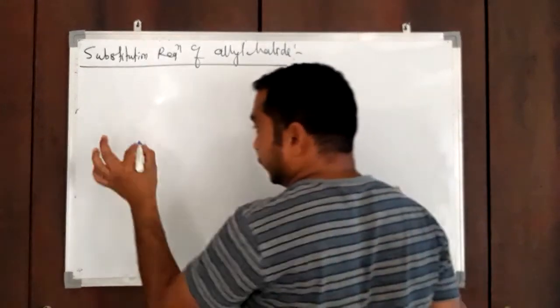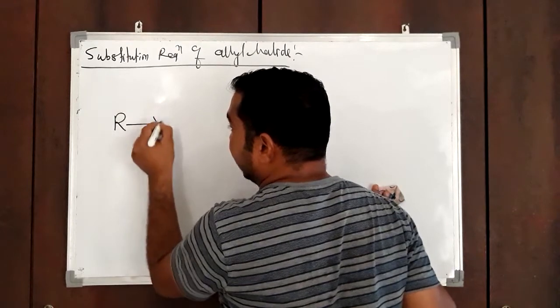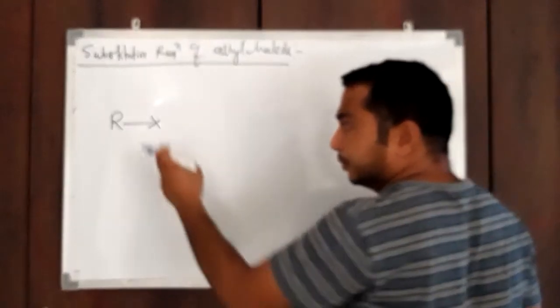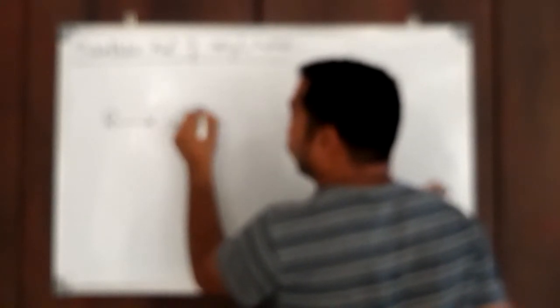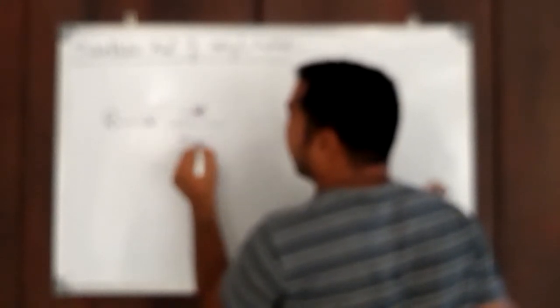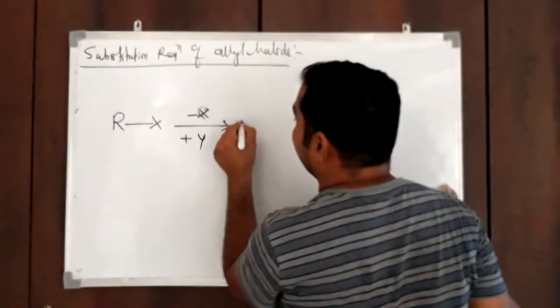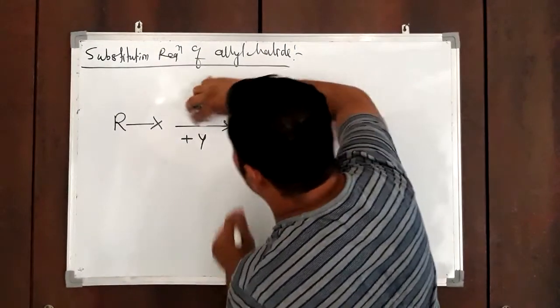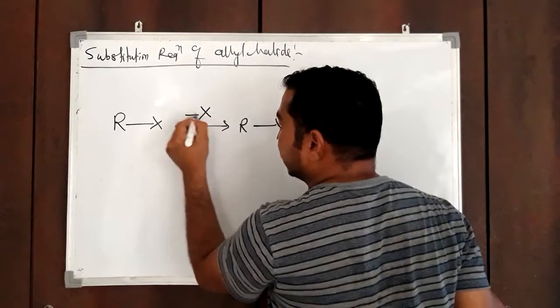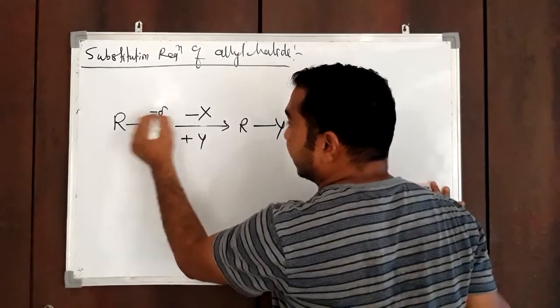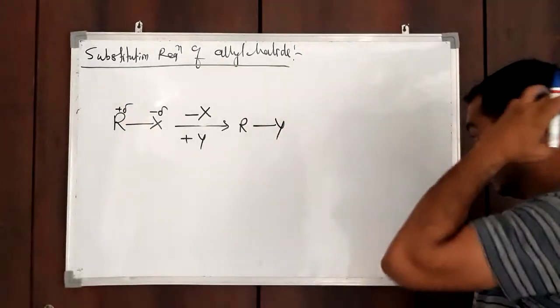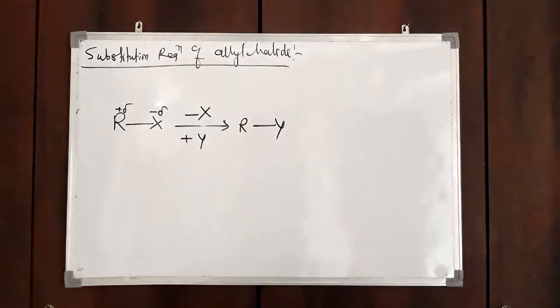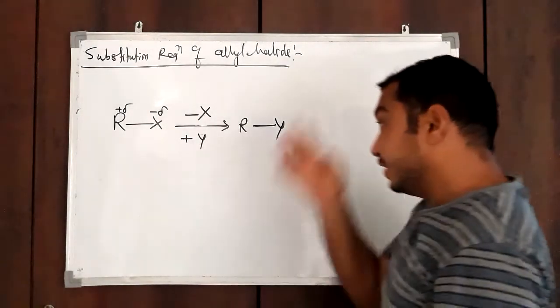See, we know alkyl halide. In this alkyl halide, it is very easy to replace the halogen atom by another atom or group of atoms. Then we get this. This type of reaction is called substitution reaction. It is very simple to replace the halogen atom of an alkyl halide by another atom or group. So this is just a simple substitution reaction.